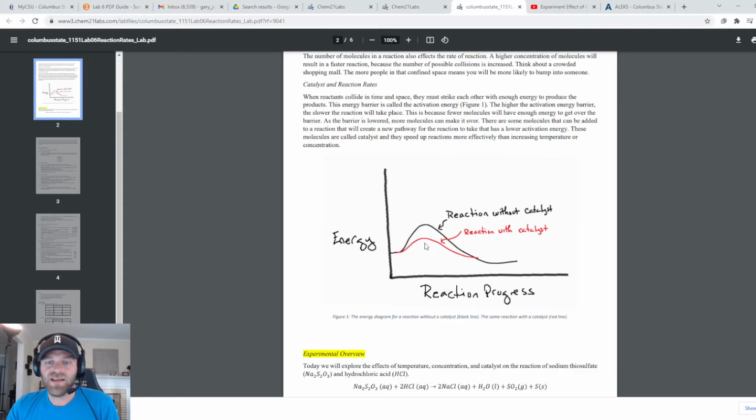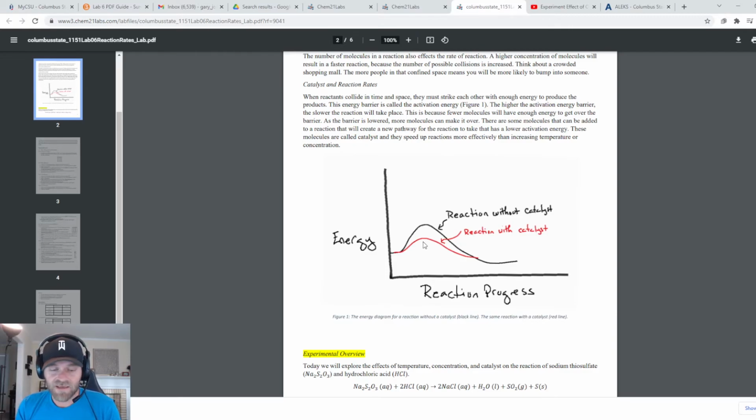It can do this in several different ways. Sometimes it'll hold the atoms in a certain way so that they can connect more easily. Sometimes it will give out electrons so that it can facilitate a reaction. There's all different kinds of ways that this can happen, but the most notable thing to take away from this is catalysts increase rates of reaction.